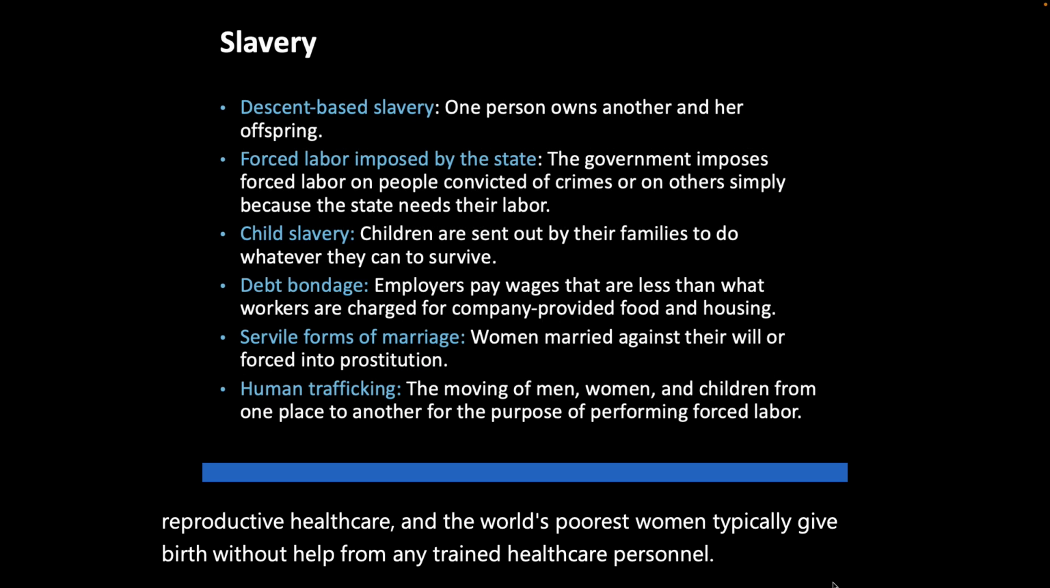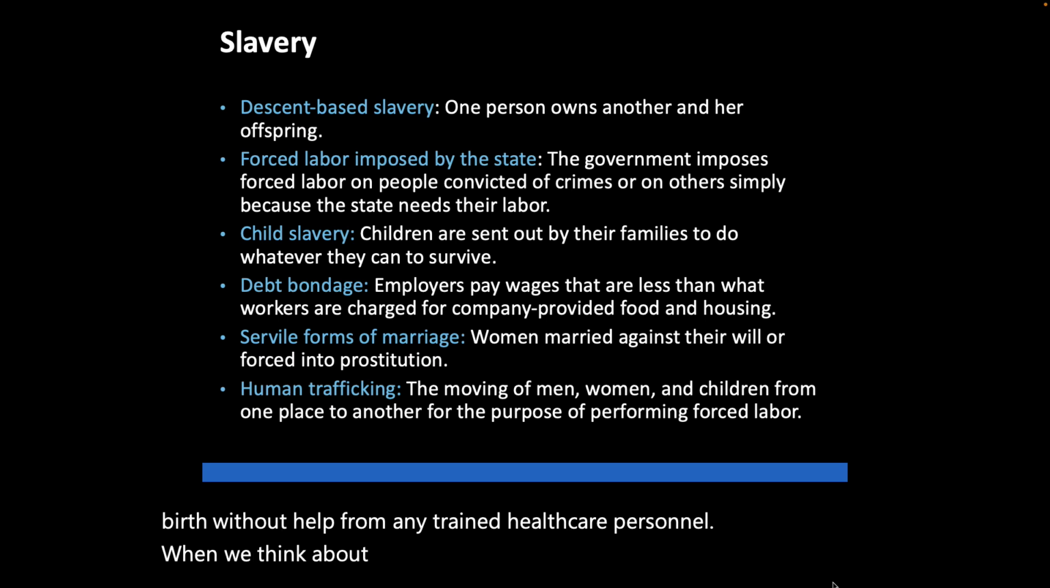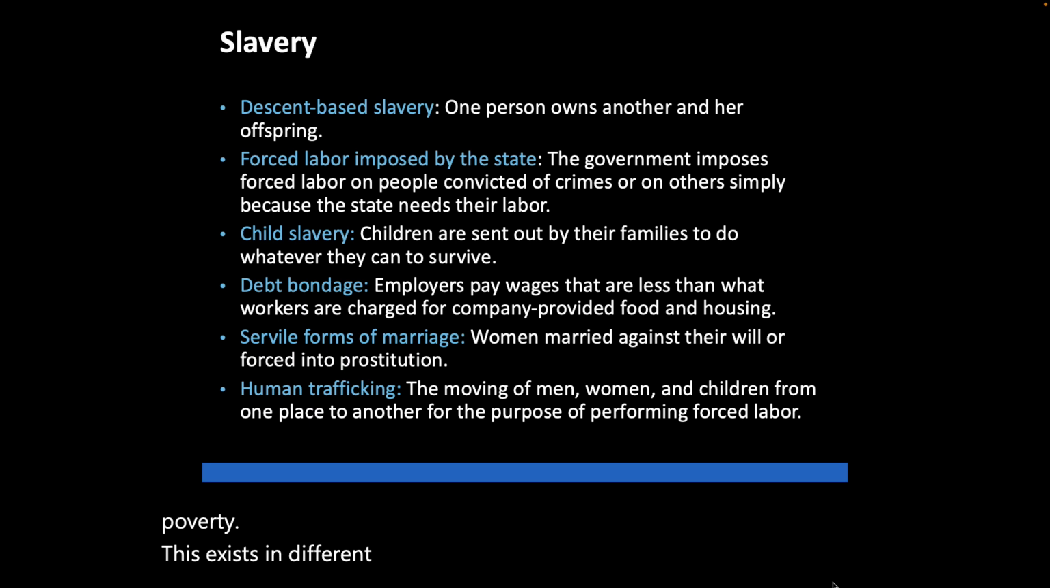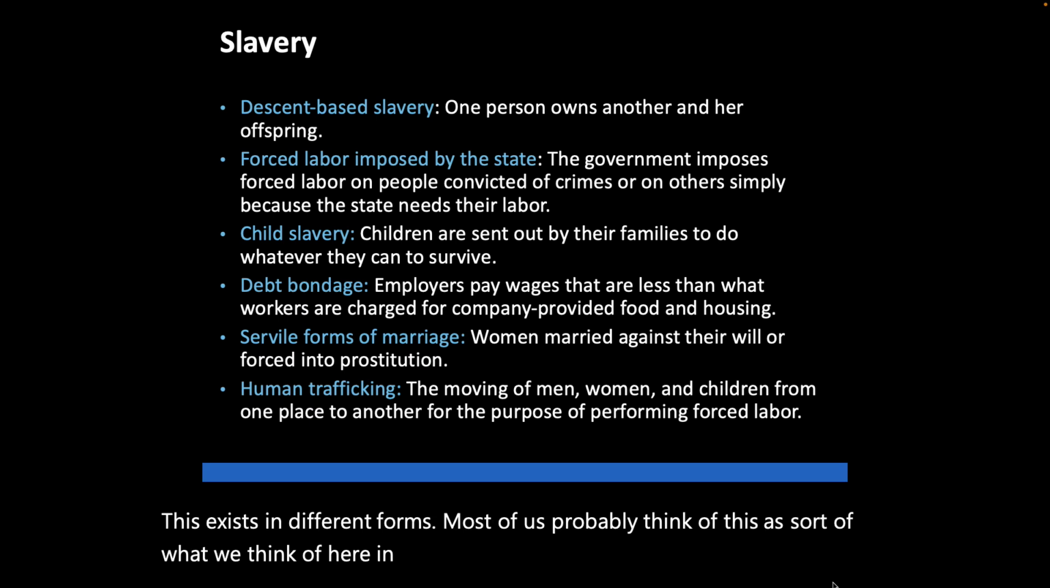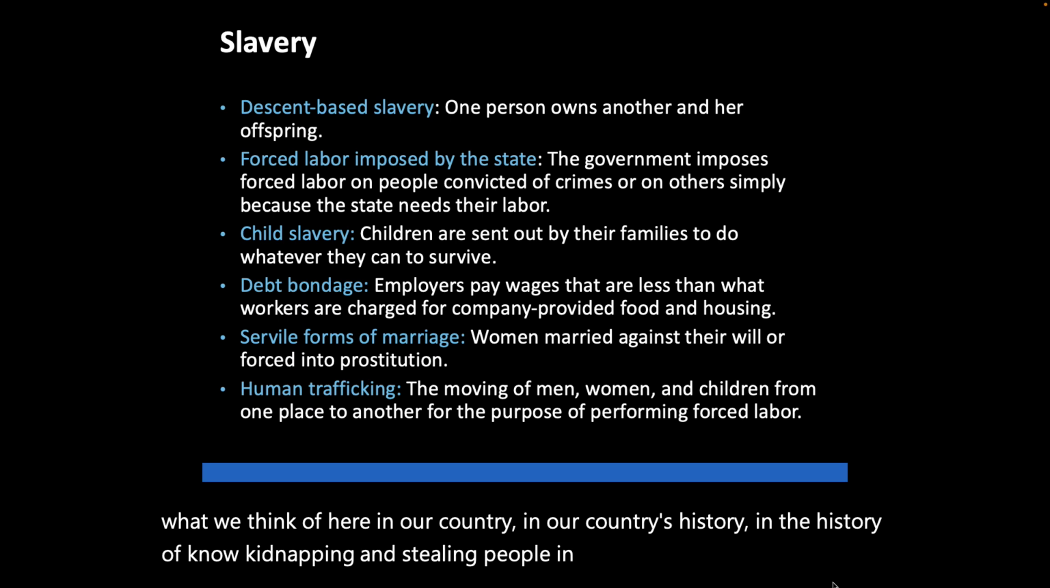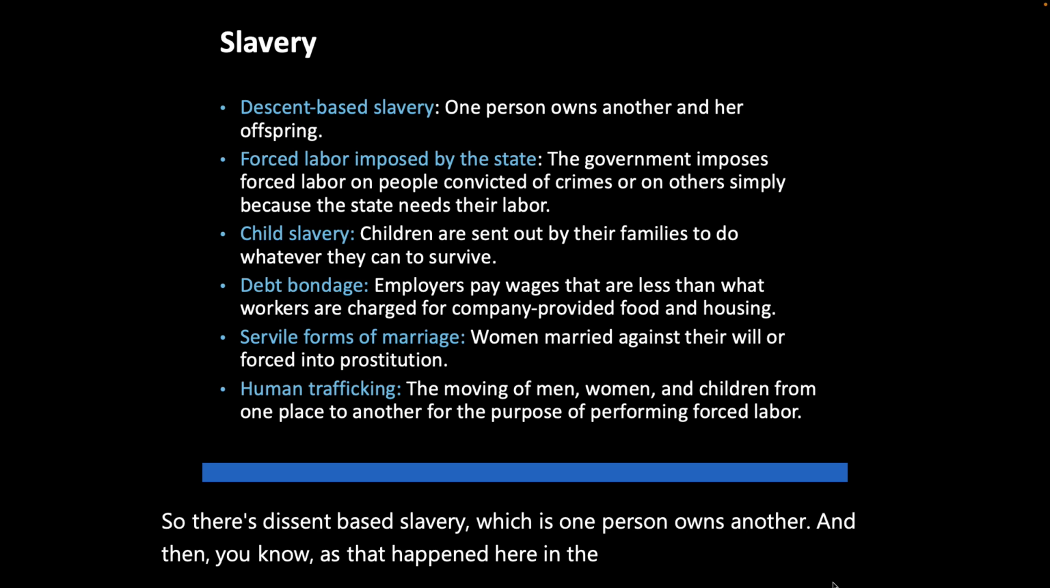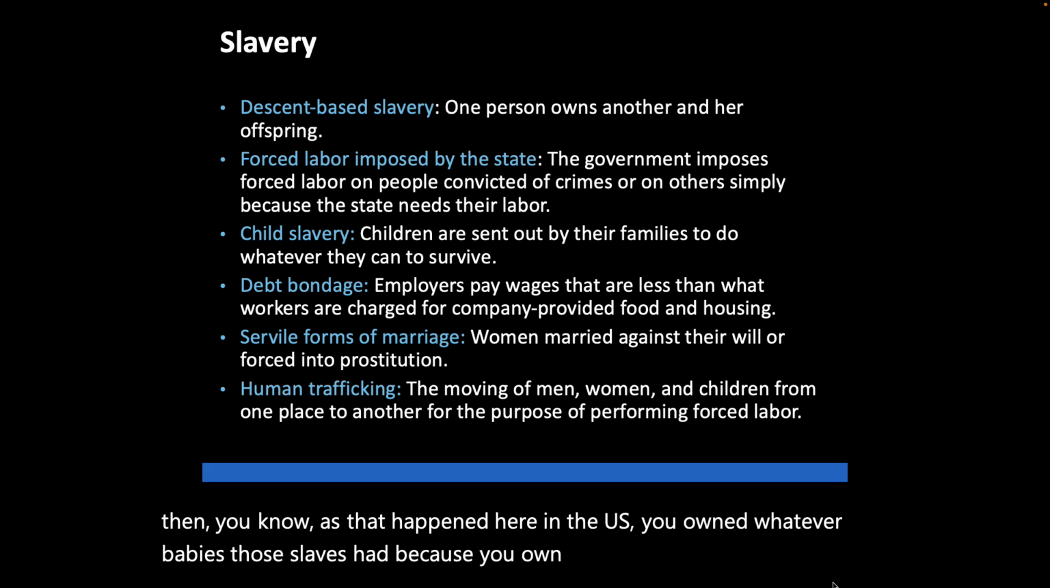When we think about slavery, obviously strongly tied to inequality and poverty, this exists in different forms. Most of us probably think of what we think of here in our country's history, of kidnapping and stealing people in Africa and bringing them here. So there's descent-based slavery, which is one person owns another, and as that happened here in the U.S., you owned whatever babies those slaves had because you owned them.